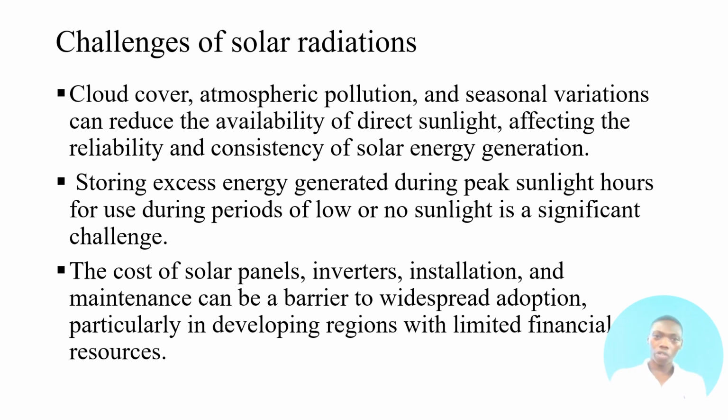Also, atmospheric pollution, such as industrial emission gases, may hinder absorption of solar radiation on the earth, and also seasonal variation can reduce or increase amount of sunlight available for specific region.